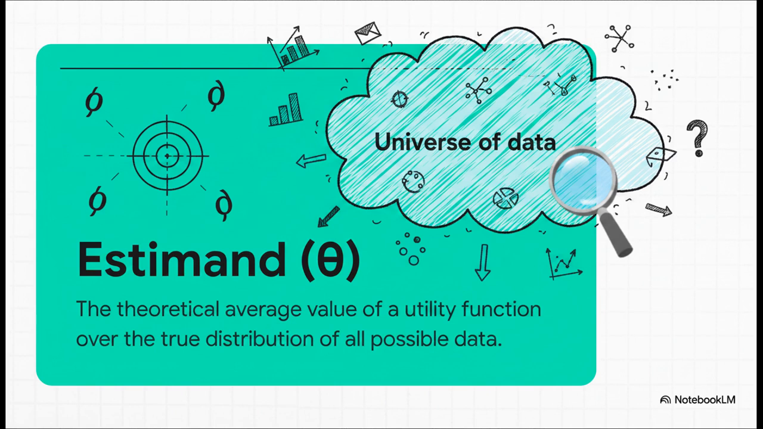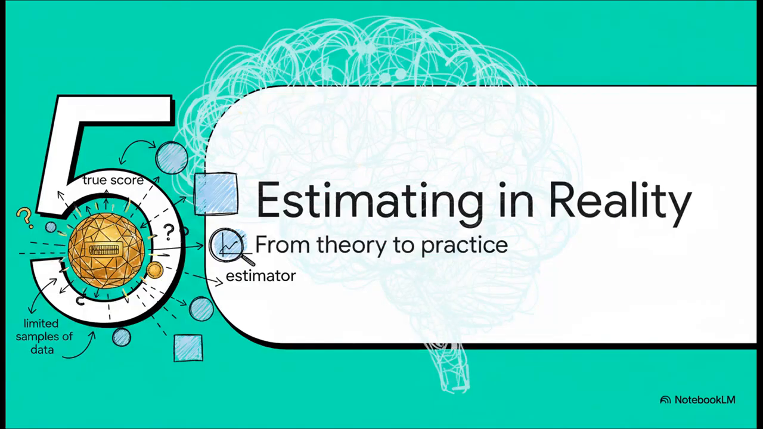The estimand is our target, the ultimate ground truth of our model's performance. The only problem? It's impossible to ever calculate because we never have all the data. So if we can't know the true score, the estimand, what do we do? Well, we do the next best thing. We try to estimate it using the limited sample of data that we actually have in our hands.